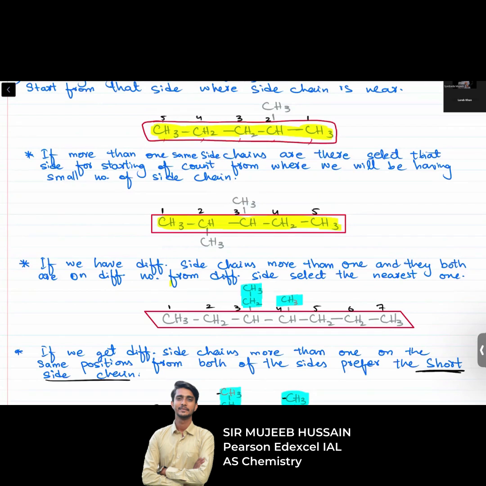You see that if I start from the left side, the first side chain is on the third number, and if I start from the right side, the first side chain is on the fourth number. I am not showing any bias between these side chains, about which one is the larger one and which one is the smaller one, because I just came to know that from the left side I got the side chain on the third number, and from the right side I got the side chain on the fourth number. So I will prefer counting from that side where I have the smaller number for the side chain. Is it clear?